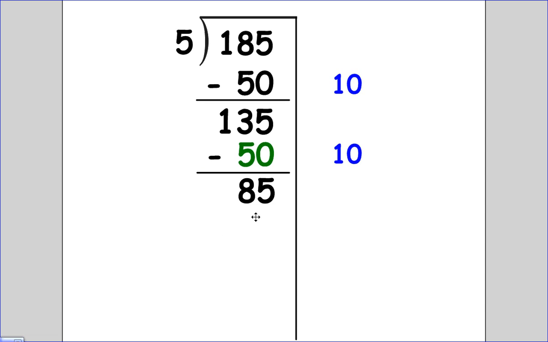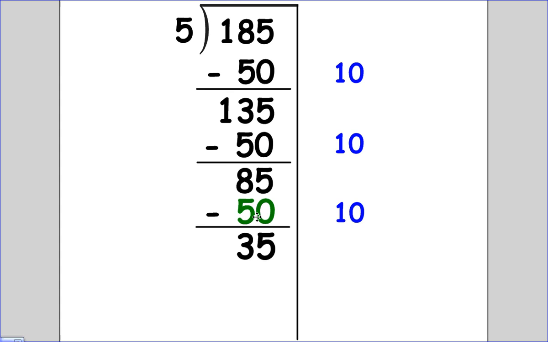Now, working with my new number, which is now 85, I know that I can still create another 10 more groups. Again, I will record the number of groups I've created, 10, multiply it by the number of items in each group, 5. 10 times 5 is equal to 50. I will subtract 50 from 85. 85 minus 50 is equal to 35.